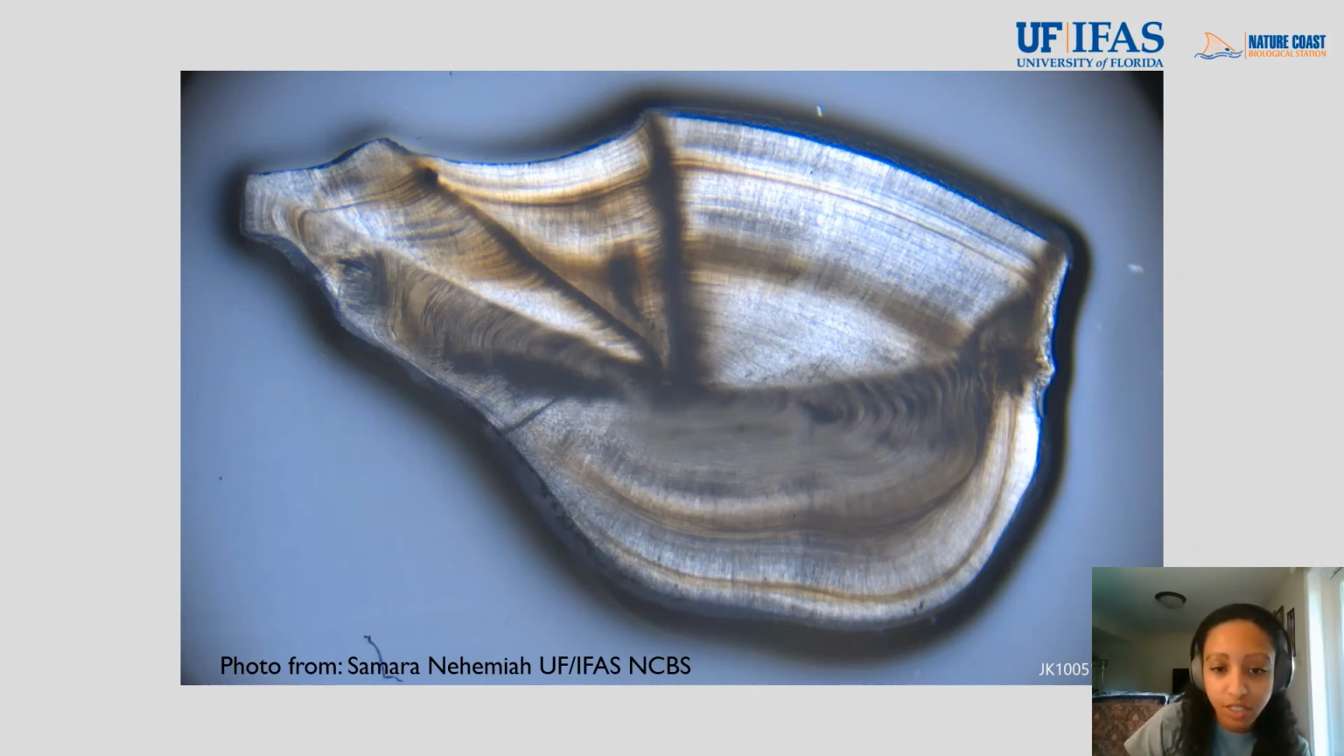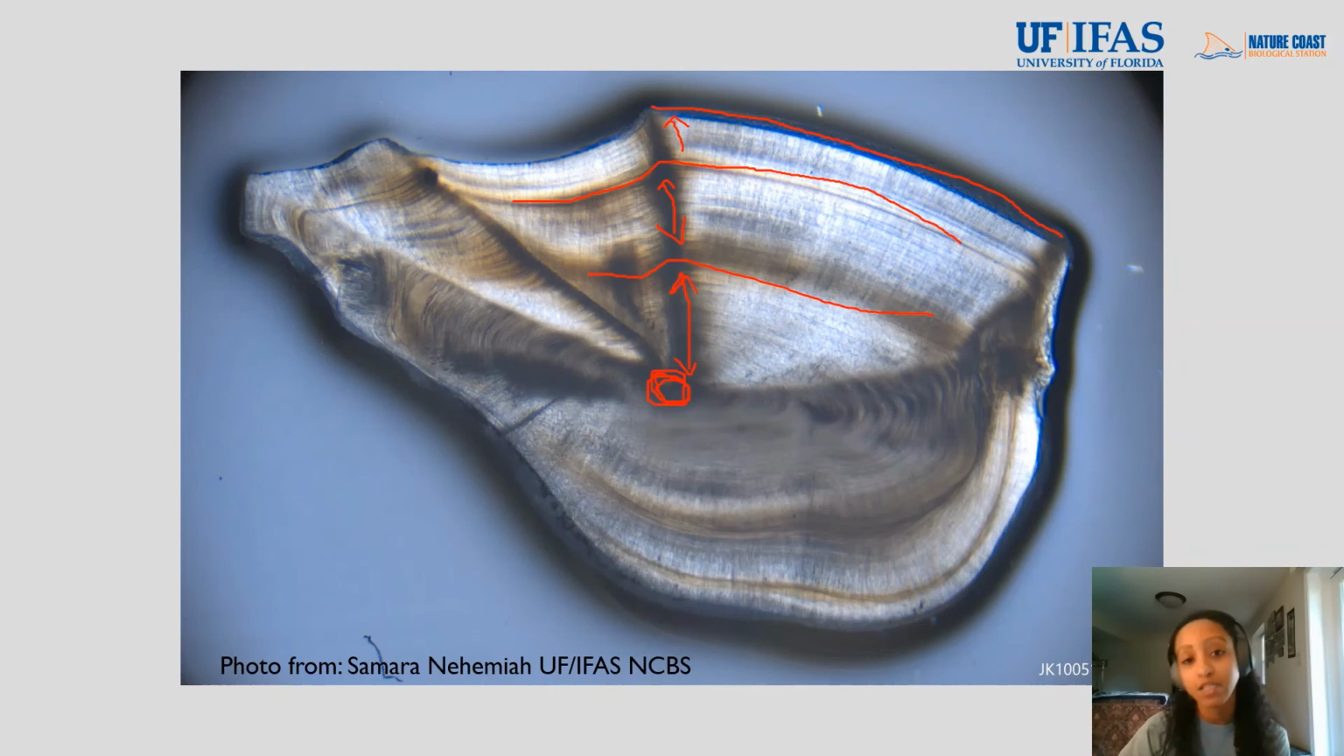And so this is here when it was born, and this is its growth in its first year, and this was its first winter. And then you have growth in its second year, and this was its second winter. And then it had some more growth, and depending on when it was caught, we can tell if it was about to put down another ring or if it wasn't.